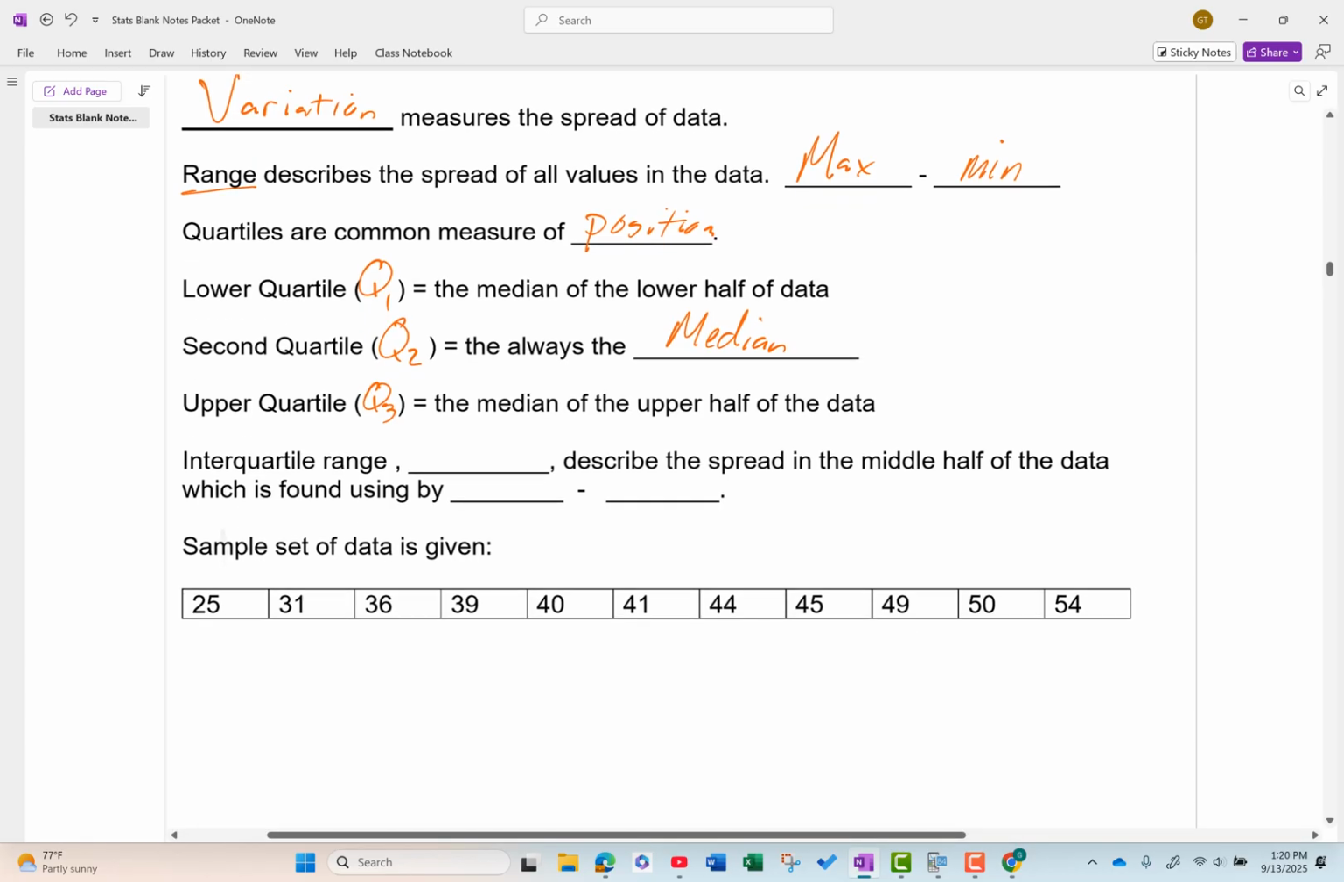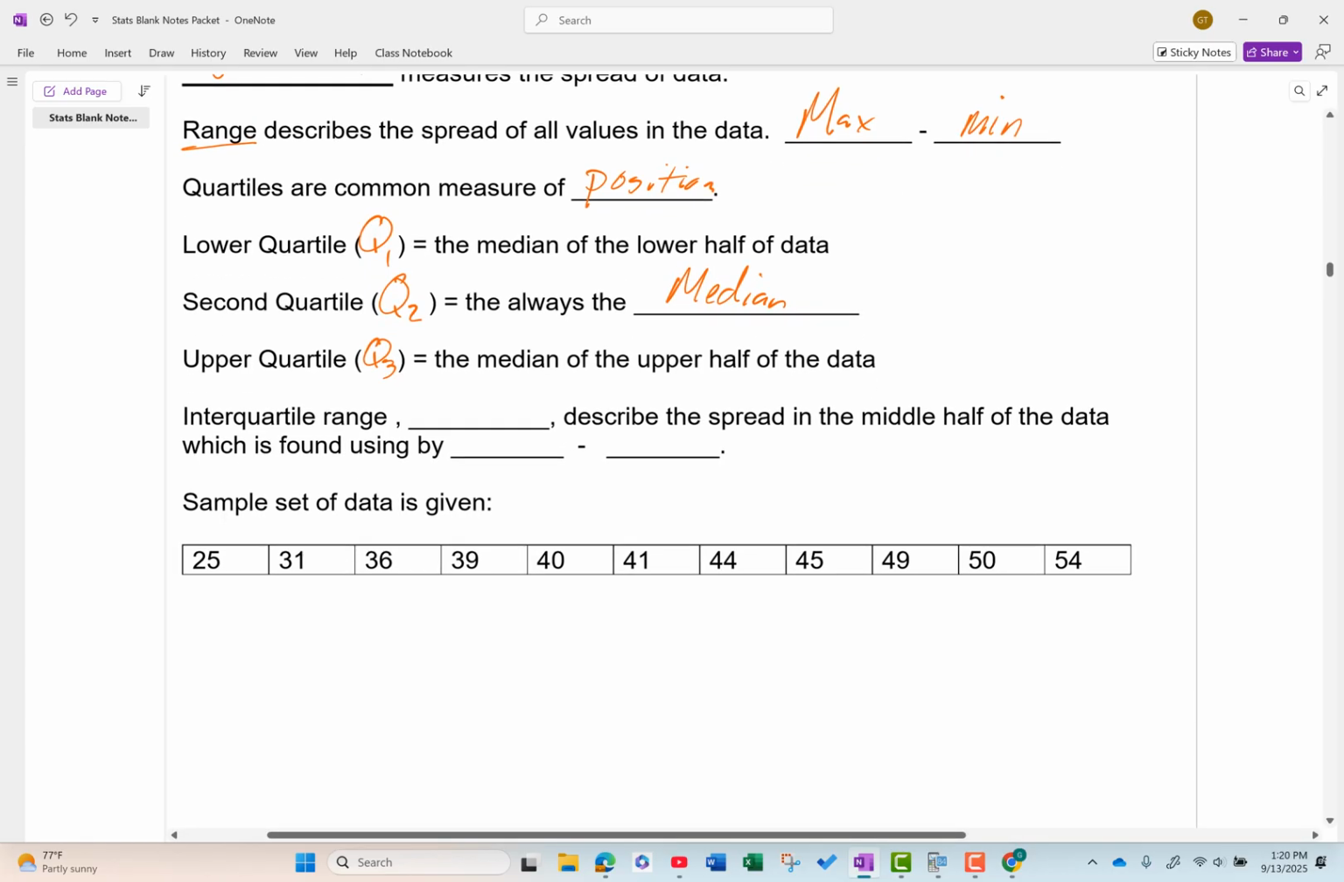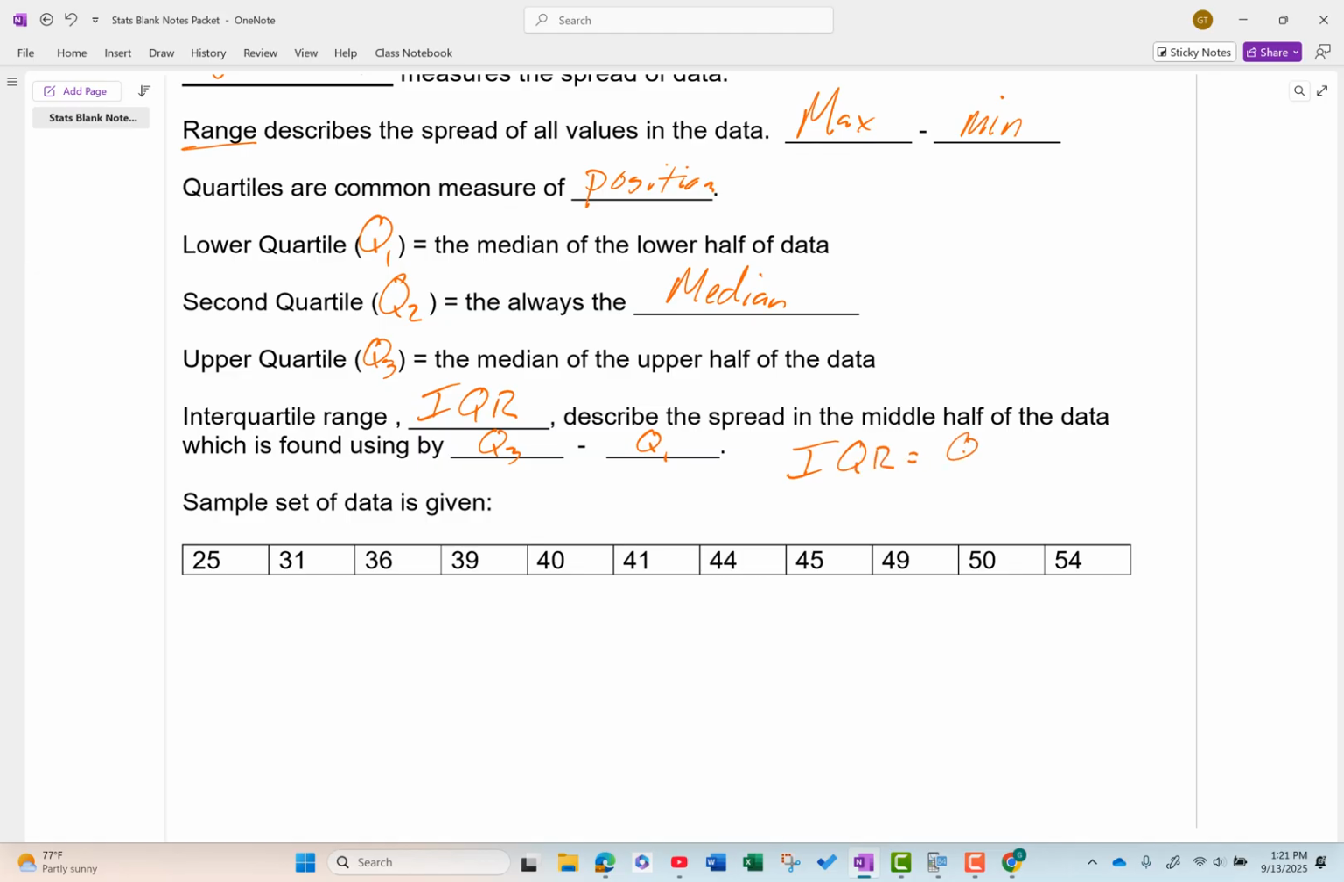All right, so far so good. We have the interquartile range, which is known as IQR, and describes the spread in the middle half of the data, which is found by using Q3 minus Q1. So if I had to put it into a quick equation, IQR equals Q3 value minus Q1 value. That is your IQR.